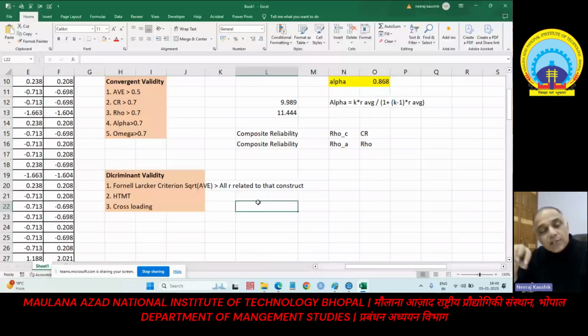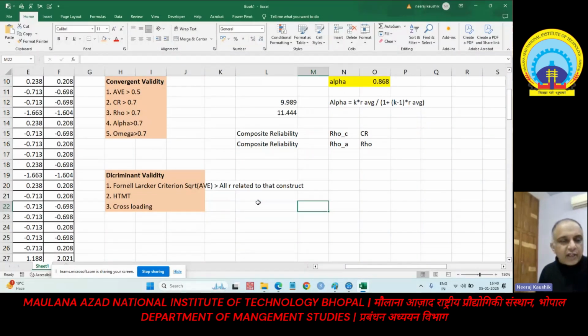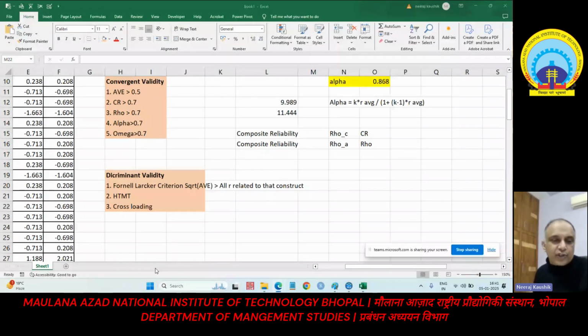I'm covering this part because, number one, the calculations are very easy, not rocket science. Number two, it was asked last year, 2023, in a number of interviews conducted in Delhi University. Surprisingly, experts asked what is the formula of HTMT and how to compute it, and people were clueless. People were saying that yes, HTMT is given by the software. Let's see how tricky the calculations are. Let me find out the HTMT between any two constructs.